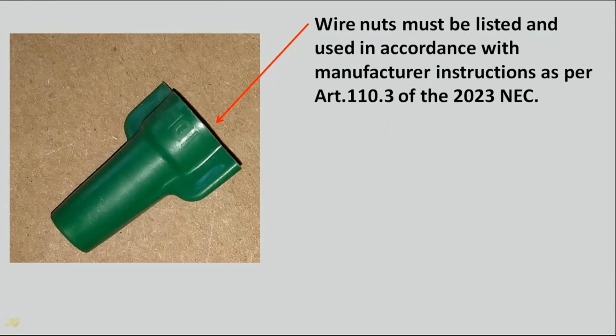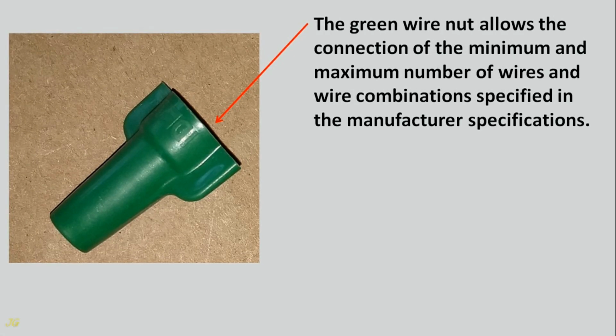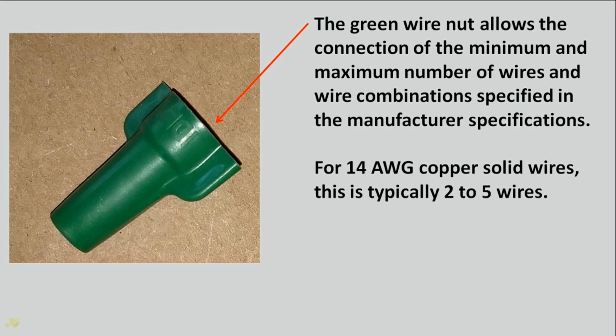Wire nuts must be listed and used in accordance with manufacturer instructions as per Article 110.3 of the 2023 NEC. The green wire nut allows the connection of the minimum and maximum number of wires and wire combinations specified in the manufacturer specifications. For 14-gauge copper solid wires, this is typically 2 to 5 wires.